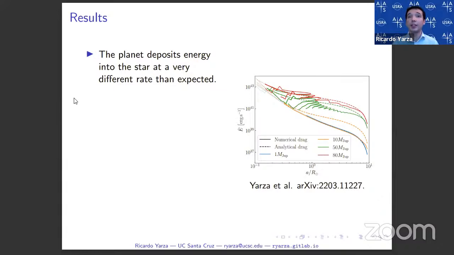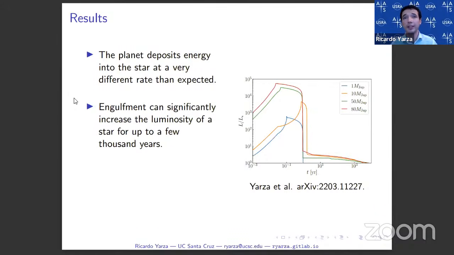And that energy deposition rate is very important because it allows you to make estimates about what's the effect that engulfment has on the structure of the star, or what's the luminosity that you would expect to see from this process. And that's what we looked at next.